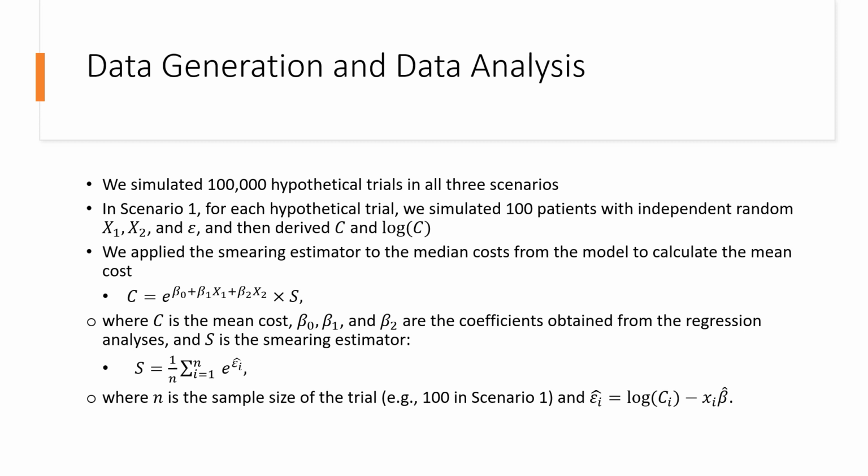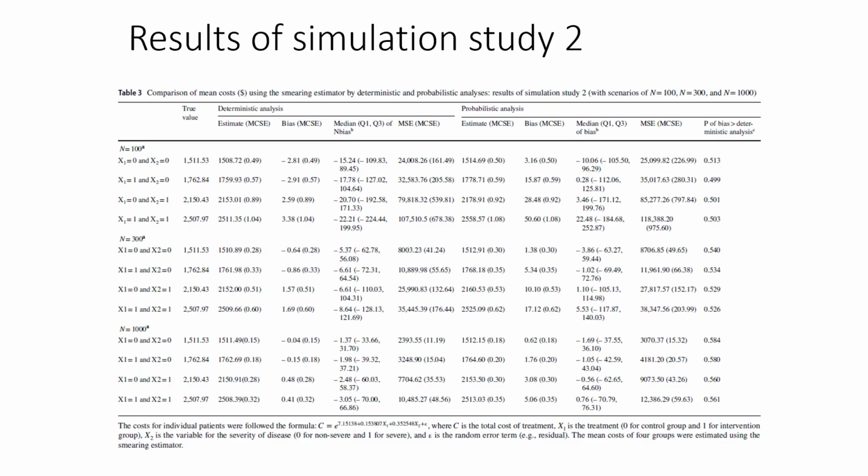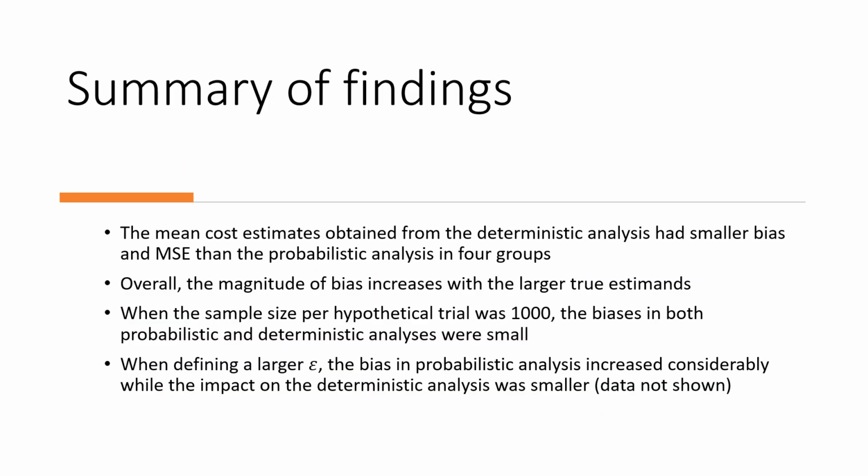We applied the smearing estimator to the median costs from the model to calculate the mean cost. We summarized the data from 100,000 repetitions in three scenarios and evaluated the performance in Table 3. Three scenarios showed that the mean cost estimates obtained from the deterministic analysis had smaller bias and mean squared errors than the probabilistic analysis in four groups.